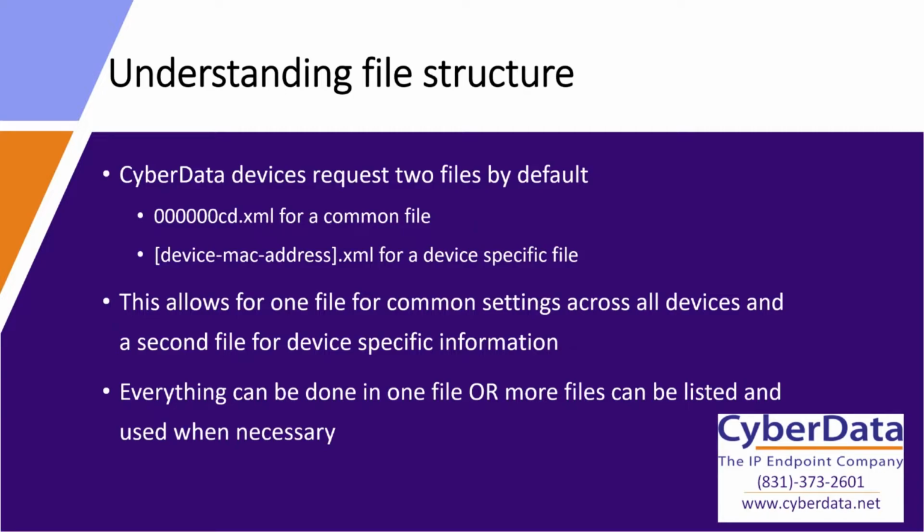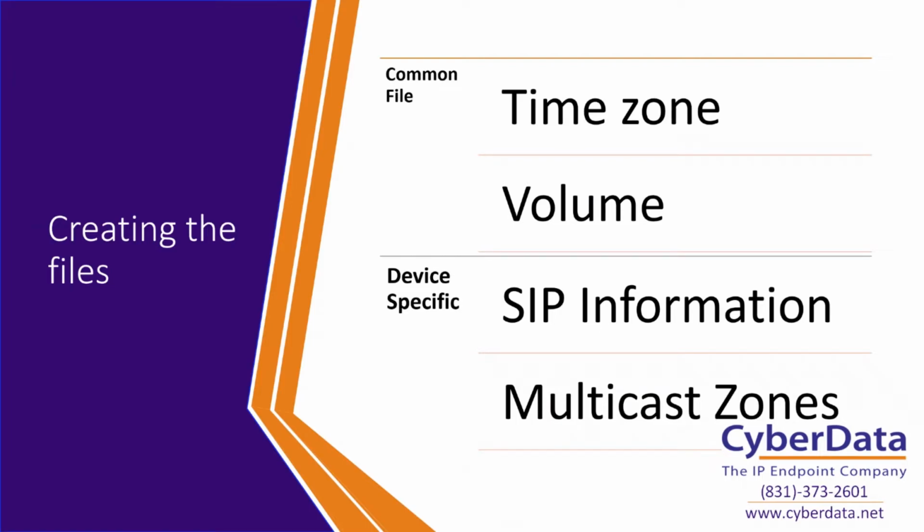But by default, all of our devices are going to download 2 specific files out of the box, no matter what. That 000000cd.xml and their MAC address keyed file. But to actually create the file, again, you're really just going to load 2. These are 2 examples of specific things that you might want for your common area file and your device specific file. You've got, again, your time zone and your volumes. That's usually shared across all of your endpoints. And then your device specific information is stuff like your SIP information and your multicast zones, because that might be specific to, say, a particular speaker or a horn, and that might not be shared between other endpoints.